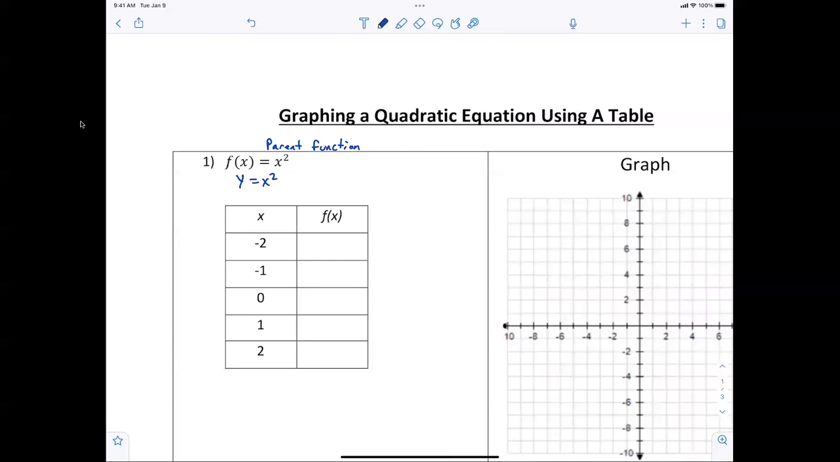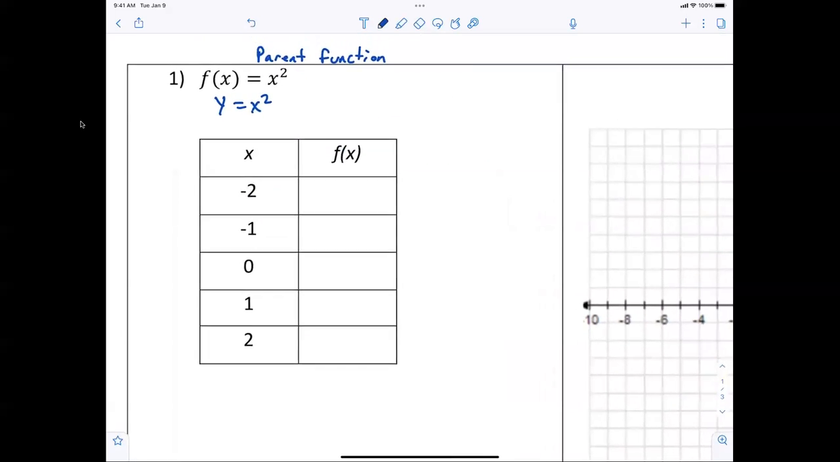All right, with that being said, I think everyone in here knows how to, if I ask you what -2 squared is, what's -2 squared? 4. What's -1 squared? 0 squared, 1 squared, and 2 squared. And if I wanted to put -3 and 3 in there, I could. But we have enough right now that we can just plot those points and you can see the outline of the graph.